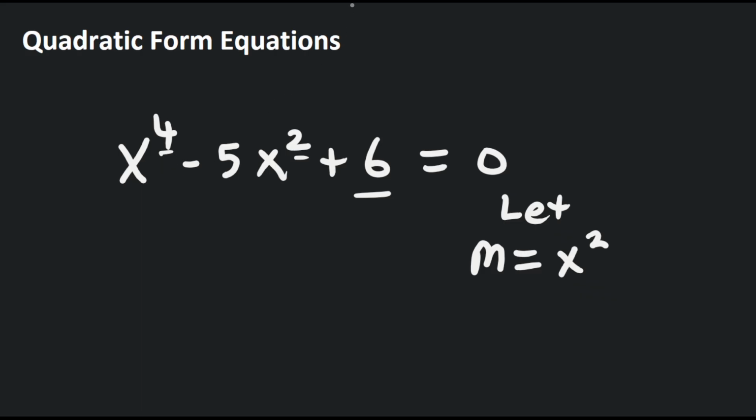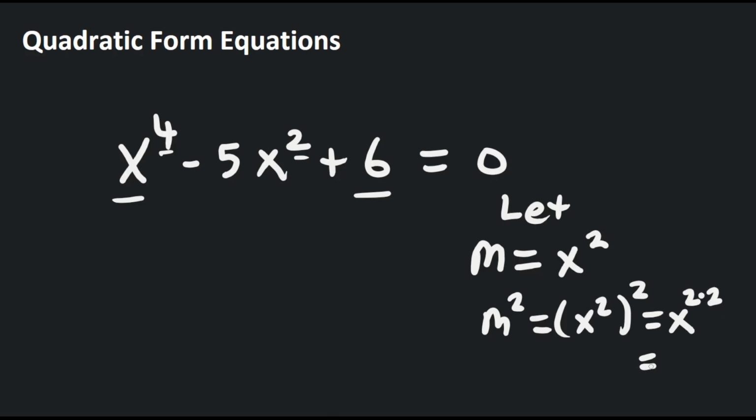So, okay, this quadratic right here, we have x to the fourth. If M equals x squared, what does M squared equal? M squared equals x squared squared. And what's x squared squared? Well, according to the power rule for exponents, this is x to the 2 times 2 power, and 2 times 2 is 4, so this is x to the 4th power. Good, so M squared equals x to the 4th. So I can replace this x to the 4th right here with M squared.